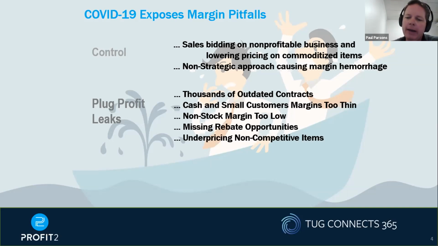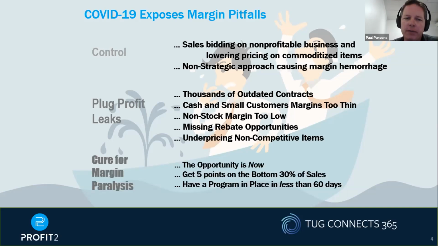So what's the cure for margin paralysis? I would posit that the opportunity is now. There is no better time than in this environment. In the last 3 to 4 months, our clients have made more gains on transactional items than they ever had in the history of our business. It's a great time to increase incidental items.